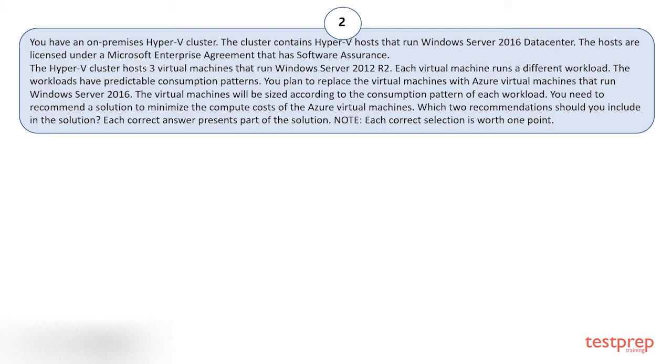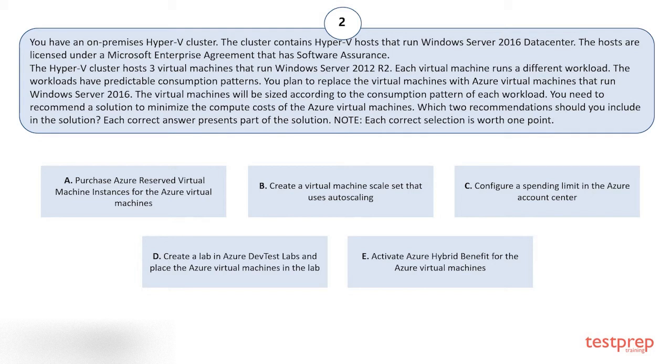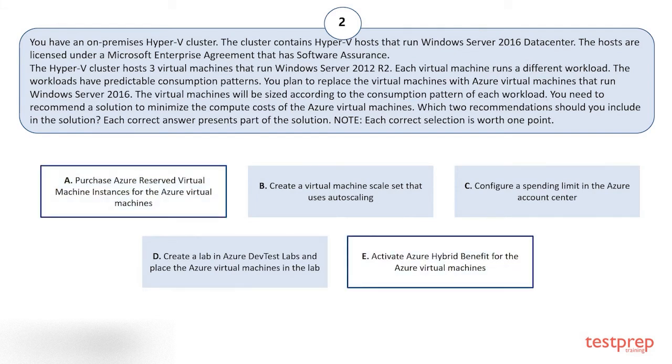Which 2 recommendations should you include in the solution? Each correct answer presents part of the solution. Note, each correct selection is worth 1 point. Your options are A. Purchase Azure Reserved Virtual Machine instances for the Azure Virtual Machines. B. Create a virtual machine scale set that uses auto-scaling. C. Configure a spending limit in the Azure Account Center. D. Create a lab in Azure Dev Test Labs and place the Azure Virtual Machines in the lab. E. Activate Azure Hybrid Benefit for the Azure Virtual Machines. The correct answers are option A and E.